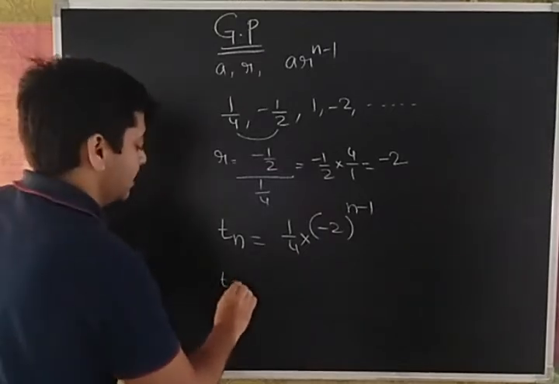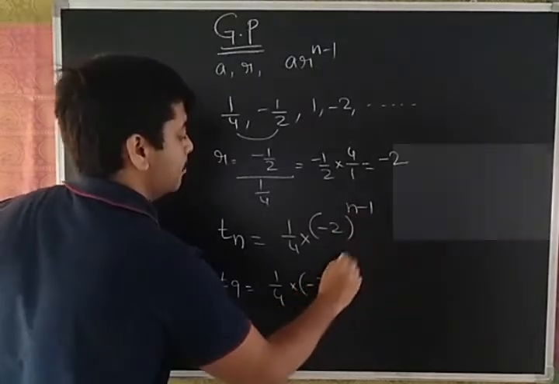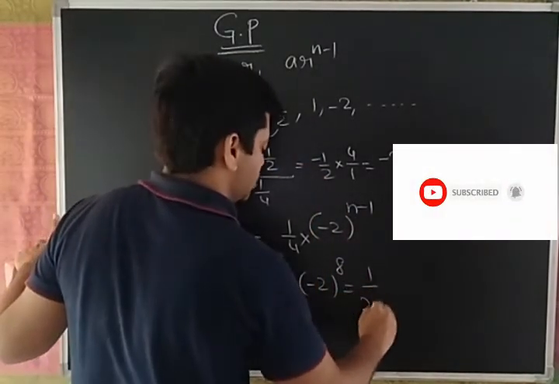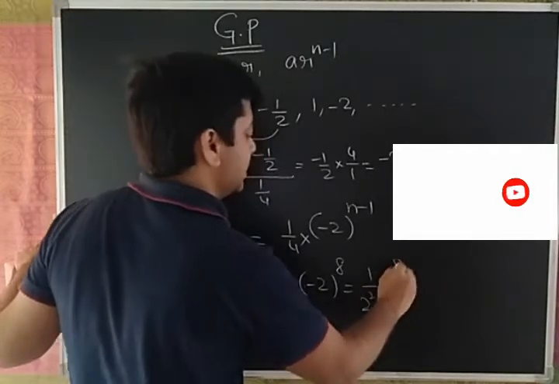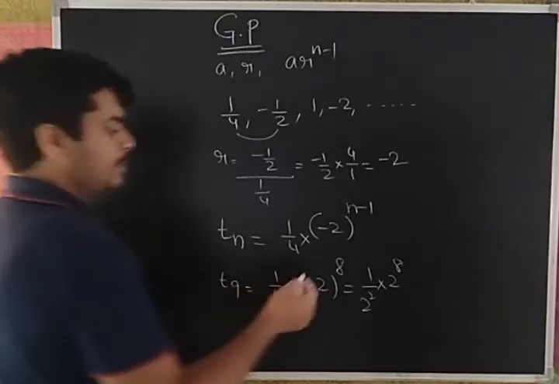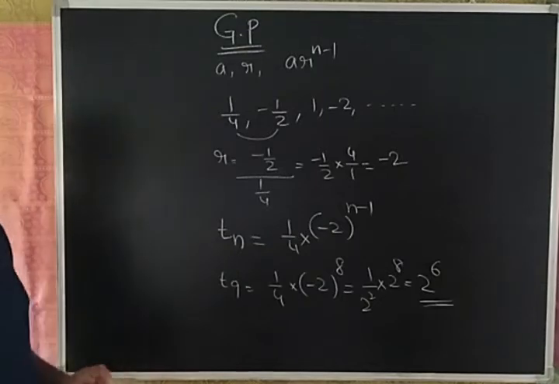9th term. How will you get the 9th term? It is 1 by 4 into minus 2 whole power 9 minus 1, which is 8. So it is 1 by 2 square into 2 power 8. Negative power even, that gives you 1. So it is 2 power 6. So that is your 9th term.